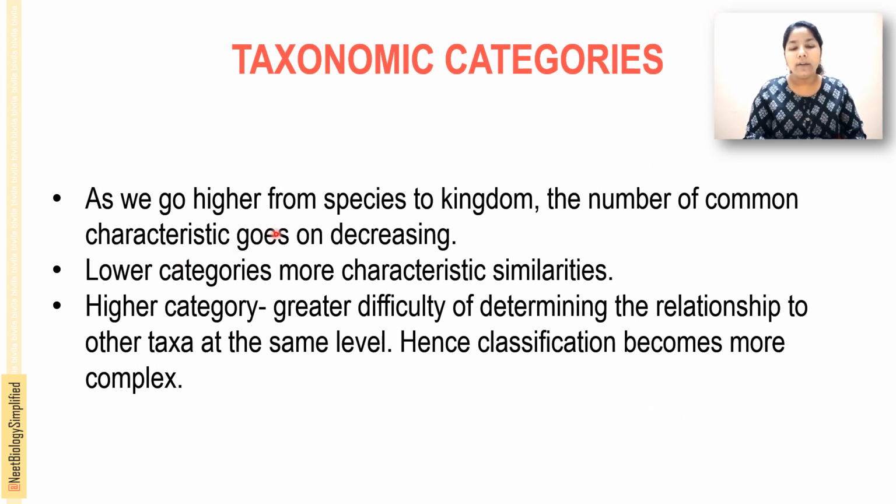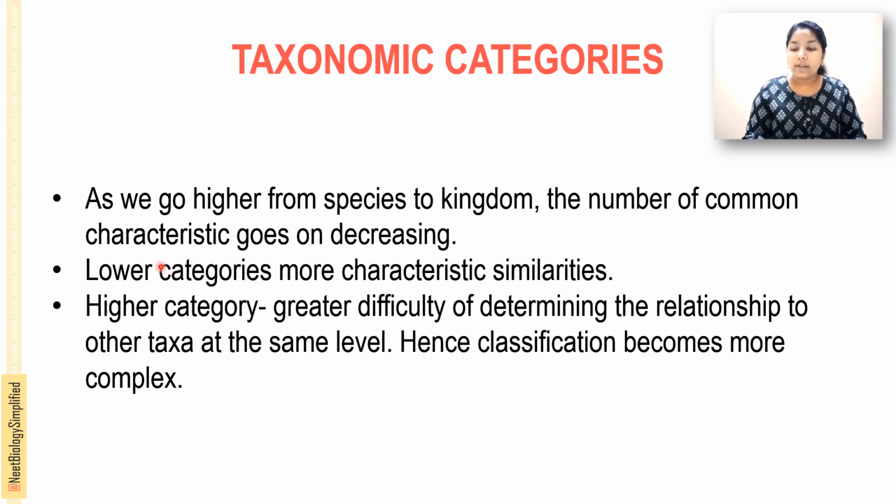As we go higher from species to kingdom, the number of common characters goes on decreasing. That is already stated in the previous slides: as we go higher from species to kingdom, species at the lower level and kingdom at the higher level, the number of common characters goes on decreasing. Lower category, more character similarity, that is, in the lower categories, species and genus, as the category is lowering, the more characteristic similarities there will be.